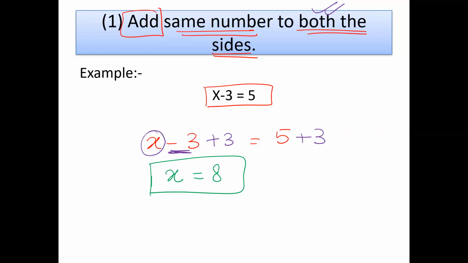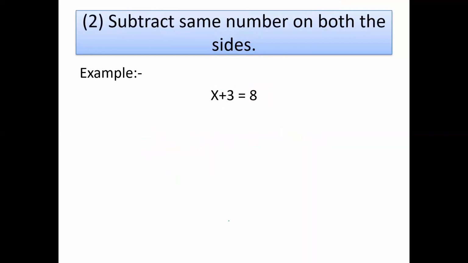Now we have seen the addition. Now let us talk about subtraction, how we will be subtracting the same number on both the sides. Subtract the same number on both the sides. We have x plus 3 is equals to 8.